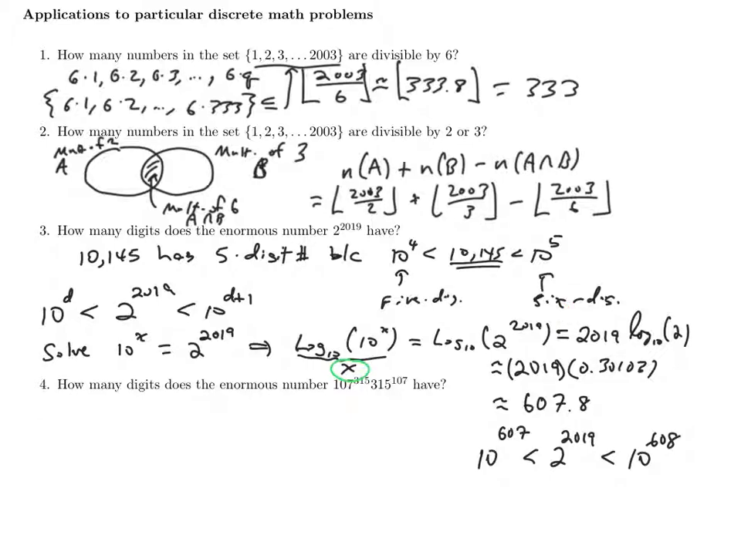So we know that this is a 608-digit number, and this is a 609-digit number. And more importantly, this is the first 608-digit number, and this is the first 609-digit number. So since those are the first of their kind, and this is in between, this has got to be a 608-digit number.